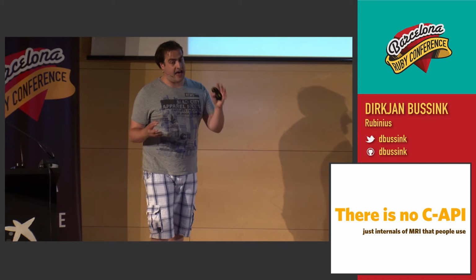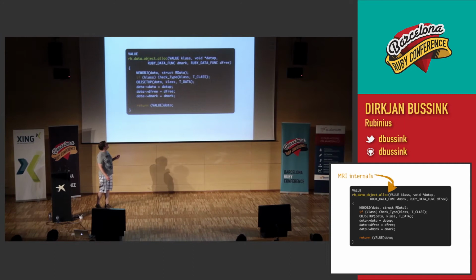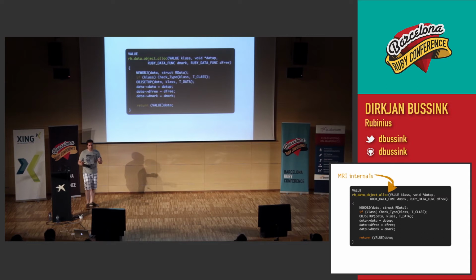For example, this function creates a data object, which is often used for wrapping up C values, or maybe a C structure from a database driver you want to wrap up in something. You have to pass in a class, so you have to wrap it into a certain Ruby class. It can usually be Object or your own wrapper class, it doesn't matter. The funny thing is, you can actually pass in null here. So you can say, I just want to create this data object without any class. And in MRI, it works.